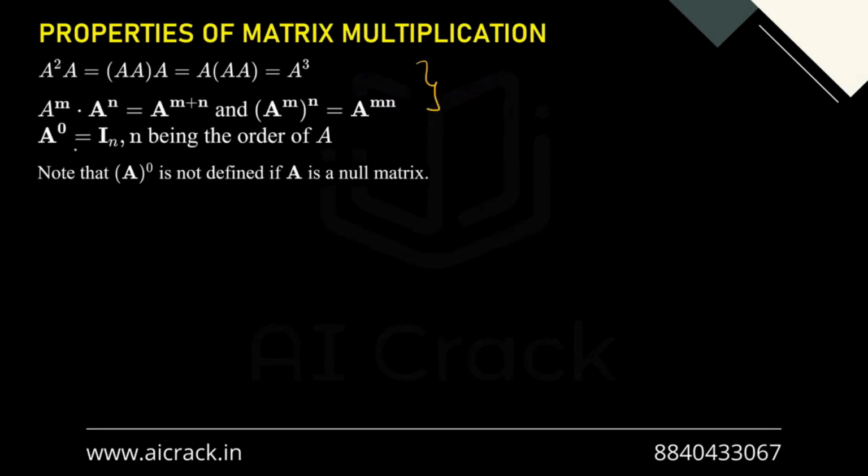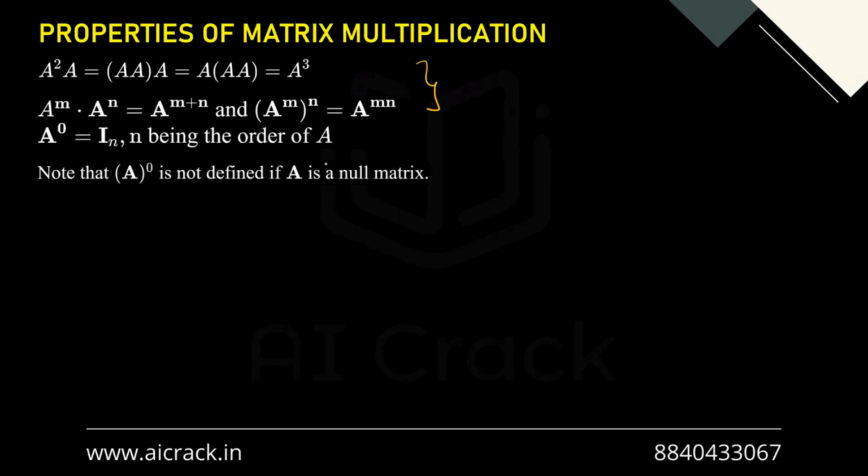Okay. Now this is again a similar kind of property. A raised power 0 equals In. In is nothing but the identity matrix. So let's say A is a square matrix of order 3. If I raise it to power 0, then I'll be getting 1 0 0, 0 1 0, 0 0 1. This is the I3. Okay.